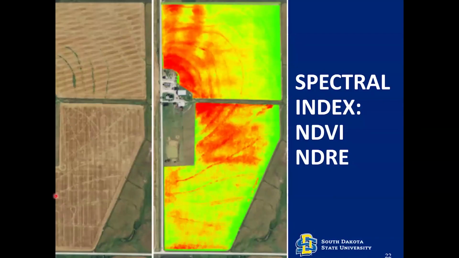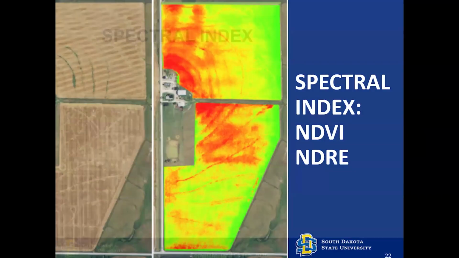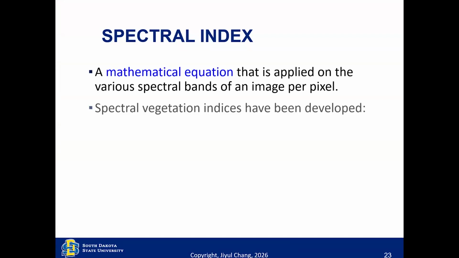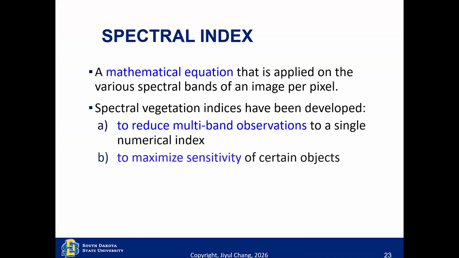The next one, I'd like to talk about spectral indices like the NDVI and NDRE. In agriculture, we do not use a single band of images. We use index maps, index values, because an index is a mathematical equation to reduce the multi-band observations.